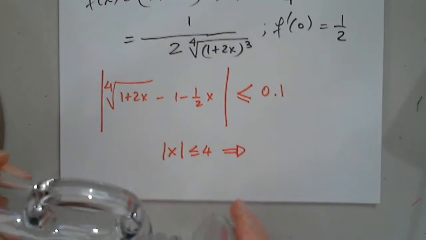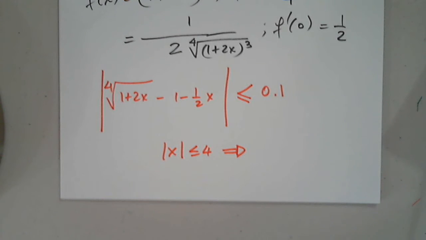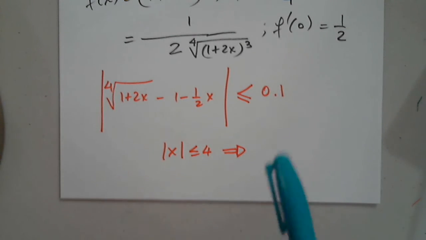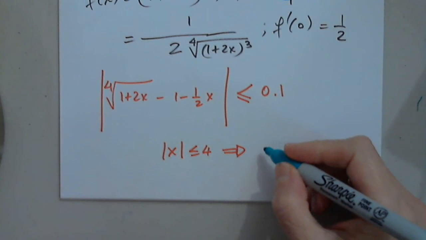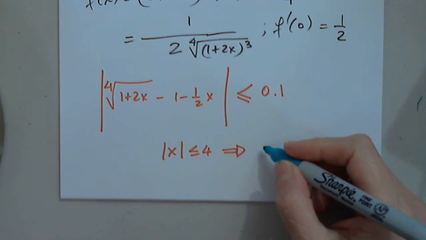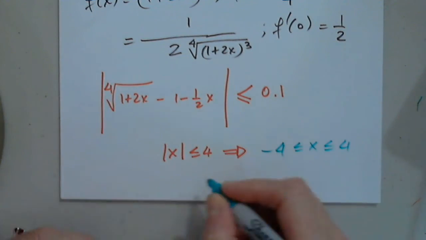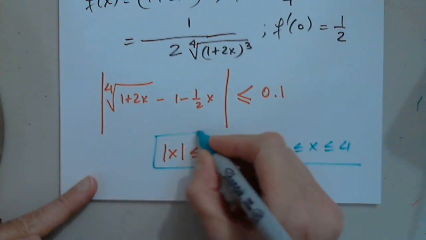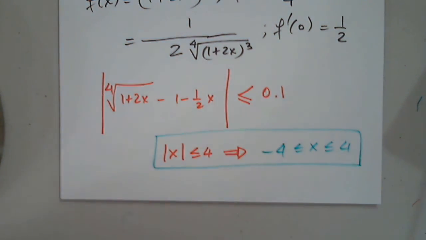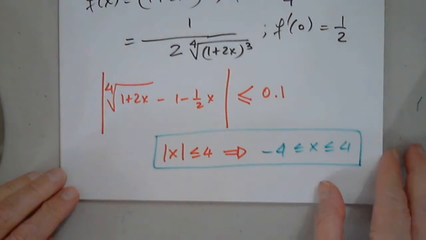So now I drank my water and I can explain again. The x minus 4. Negative 4 less than or equal to x less than or equal to 4. So this is what I need to apply over there, right?